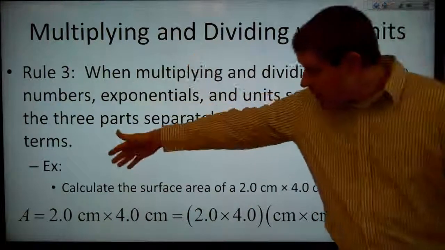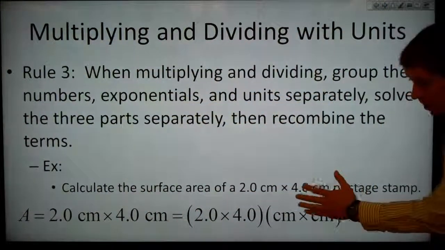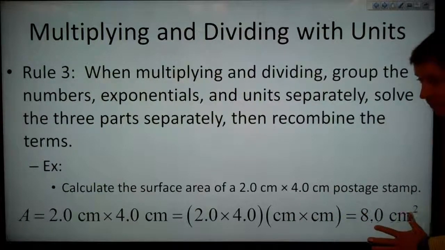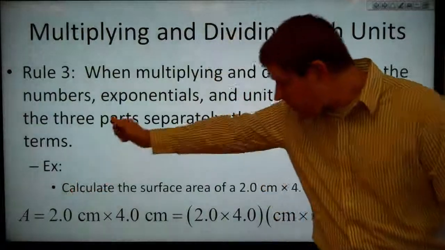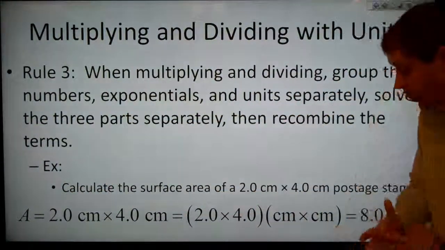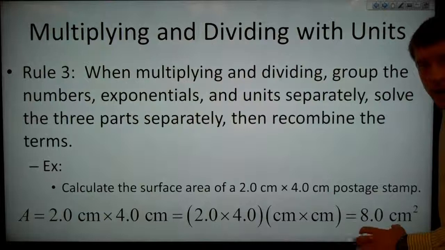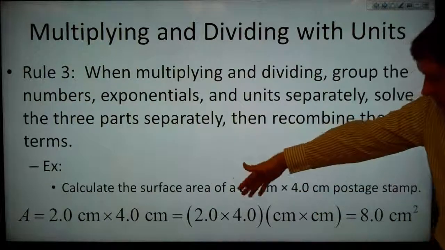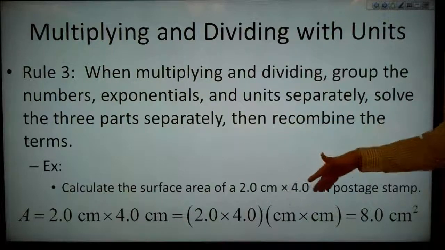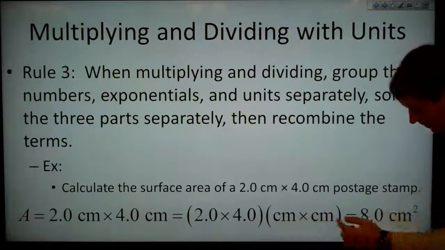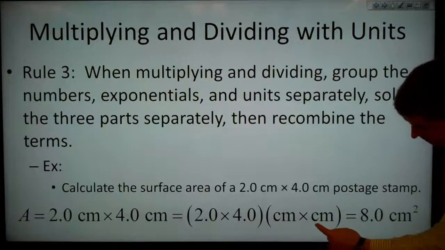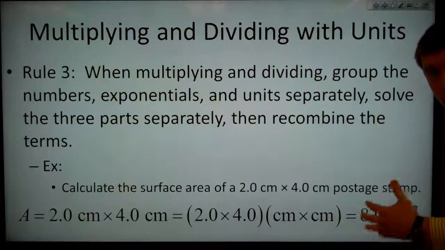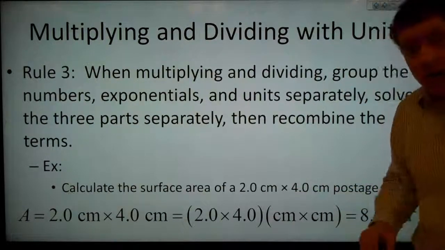So, if we want to calculate the surface area of a 2.0 centimeter times 4.0 centimeter postage stamp, we have 2.0 centimeters times 4.0 centimeters. Let's group our numbers and our units separately. In this case, we have no exponentials. So our numbers are 2.0 times 4.0. Our units then are centimeters times centimeters. So 2.0 times 4.0 is 8.0. And centimeters times centimeters is centimeters squared. And if you have an exponential term or some exponential terms, then you put those in there as well.